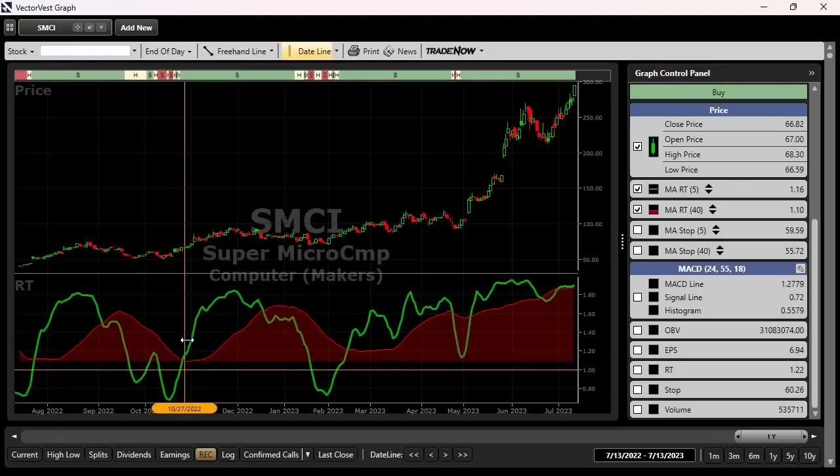Our next buying opportunity here in October. Price rising, RT rising. It finally starts to pull back. We stop buying. Crossover becomes defensive. Sell rating closes the position. So that's the rhythm.